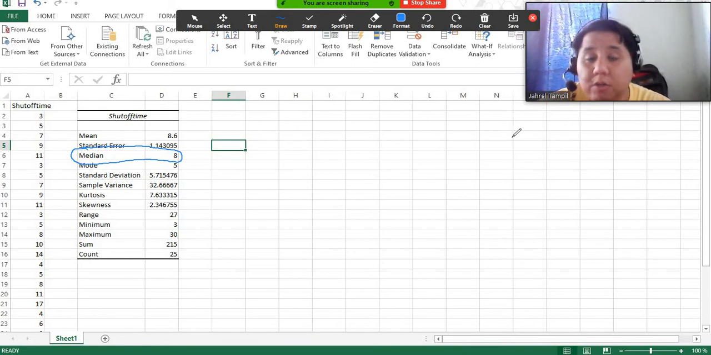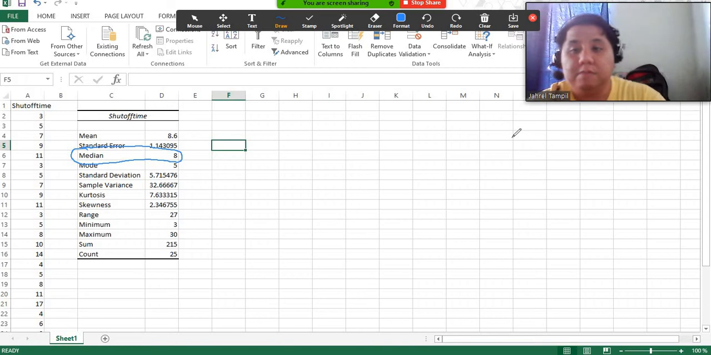So we can do it. You can do it manually in Excel. You can sort the data and then just find the middle value. But here, since we already have our data analysis done for us, we get the median of 8.